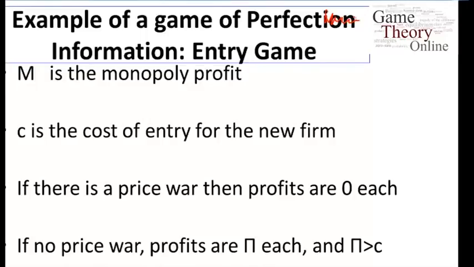So what are the important numbers here? We have some profit for the monopolist if they are the sole producer in the market. So M is their production or their profit number. The new firm has to pay a cost of entering. So there's a cost C.